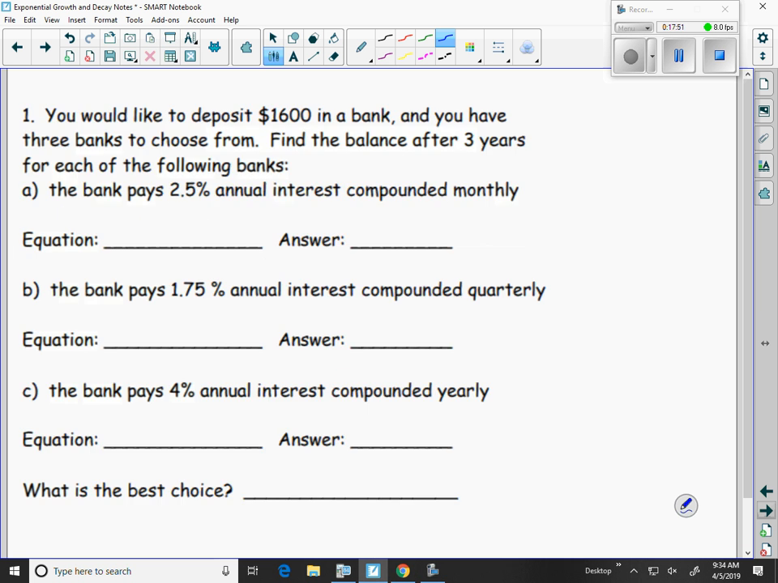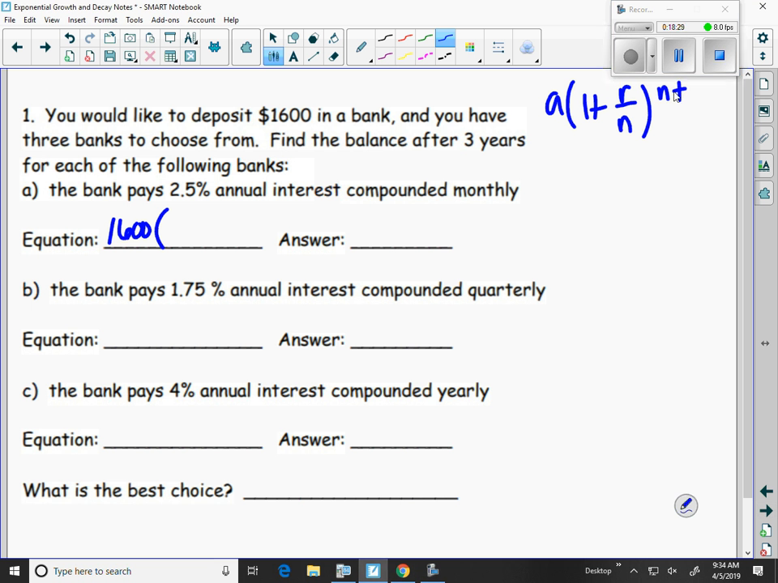All right, number 1, you would like to deposit $1,600 in the bank, and you have 3 banks that you can choose from. Obviously, you want to choose the one that's going to give you the best interest rate combined with the compounds. So, Bank A pays 2.5% annual interest compounded monthly. When we fill this in, our $1,600 is our initial value. Write our equation there.